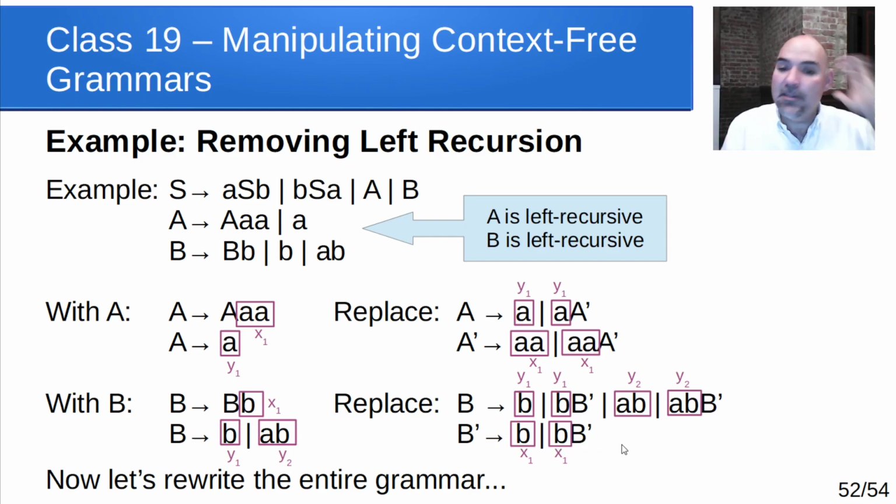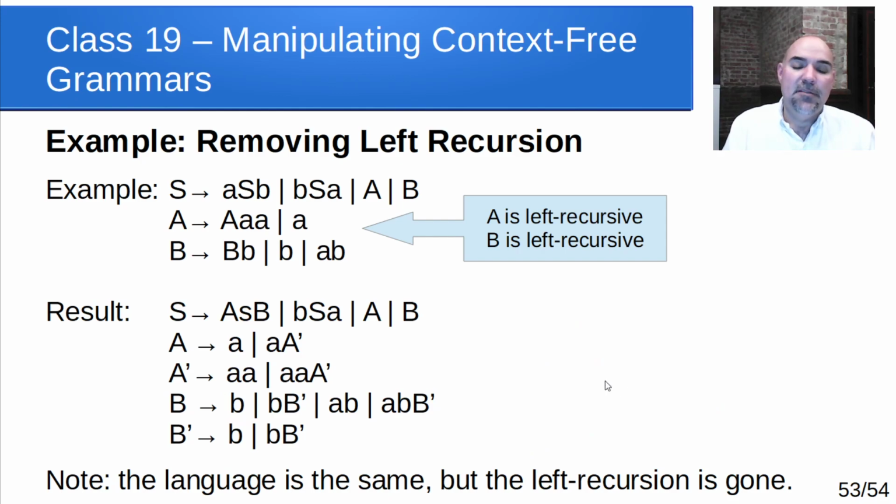So now let's rewrite the entire grammar with these things substituted in for A and B. So the A and B are going to go away. We're going to get this stuff replacing it. So here's what the original grammar looked like that had the left recursion. And here's the grammar without the left recursion. Did not change the language. It's guaranteed not to change the language. But notice that there is no more left recursion in this. So note the language is the same, but the left recursion is now completely gone.